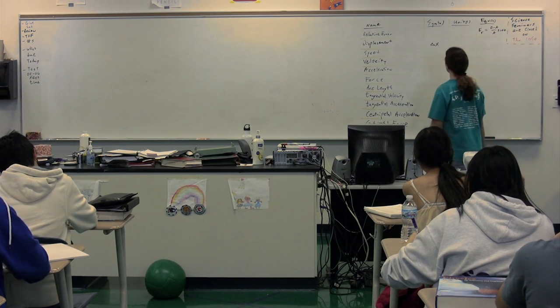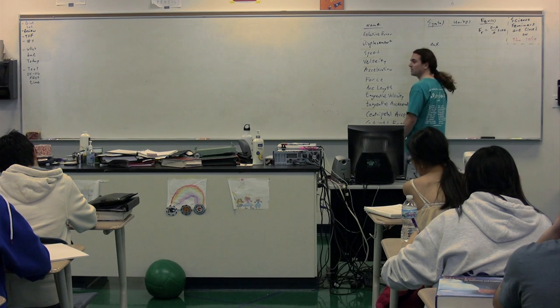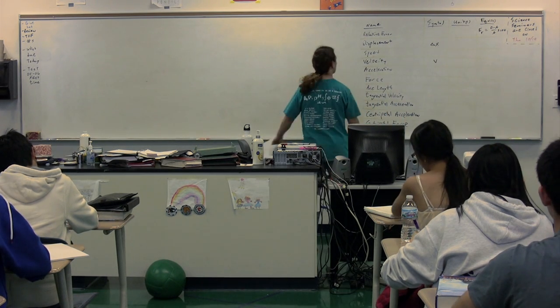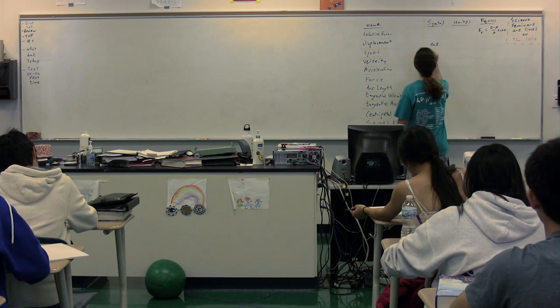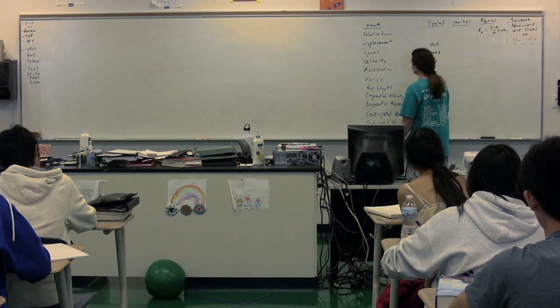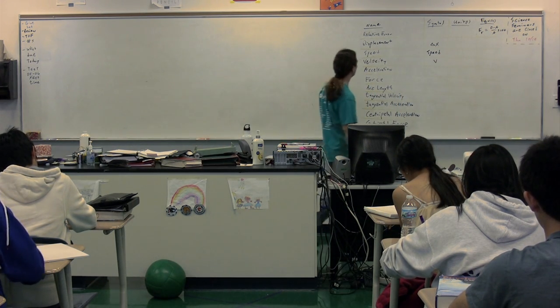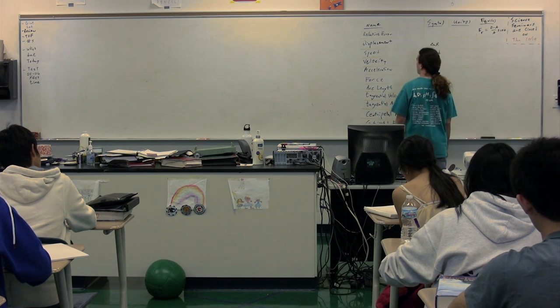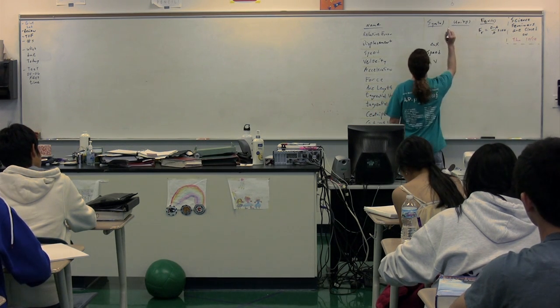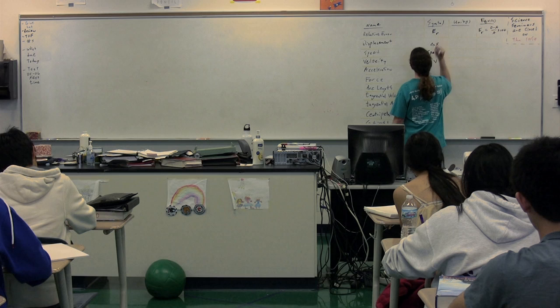Heather. Velocity is V, lowercase V. Sam. Speed is S. Usually I'm just going to put speed there. We don't really use speed all that much, so I don't really have a symbol for it. Andrew. Relative error is a capital E with the R as a subscript. Great.